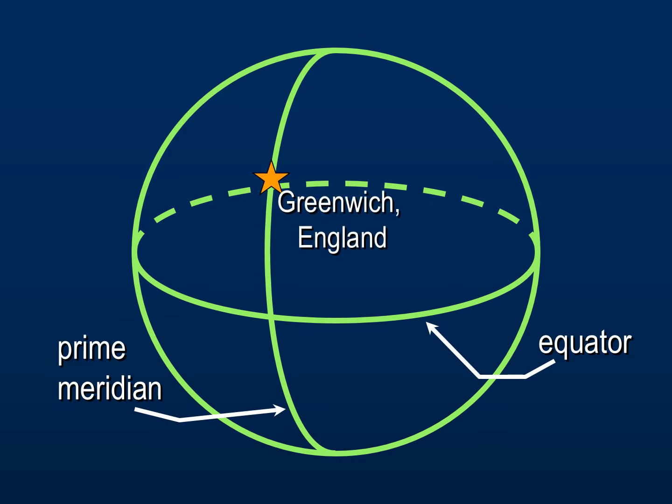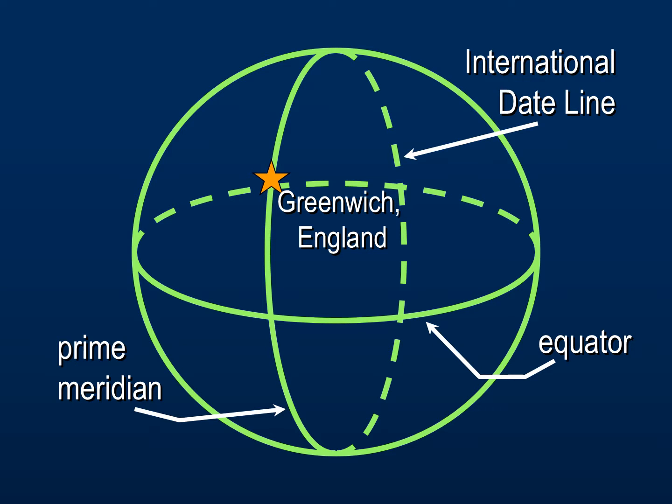So here's our sphere, and we could think of it as a globe. And then we have the equator, which is like a great circle going horizontally. And then we have the prime meridian. And then, of course, there's Greenwich, England, that is on the prime meridian there. So the international date line would be located here. Okay, so that's all the positions of the globe that you need to know.